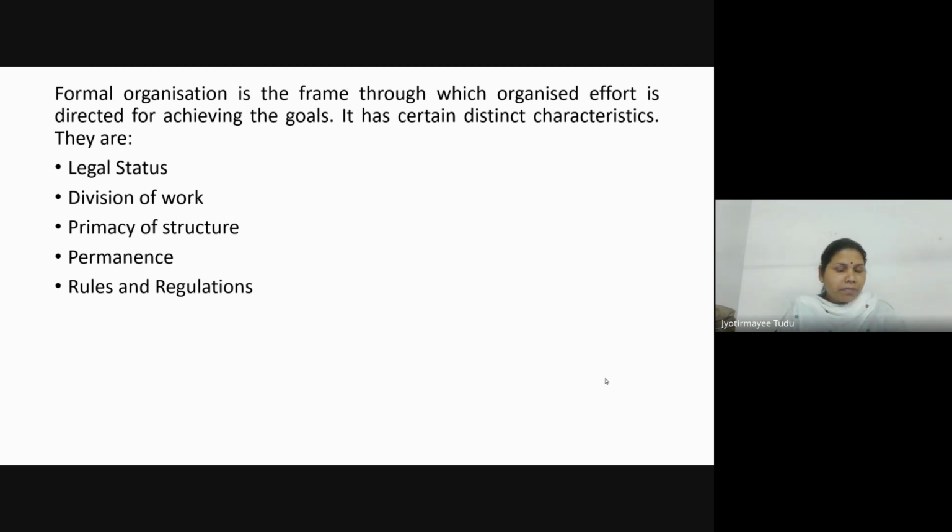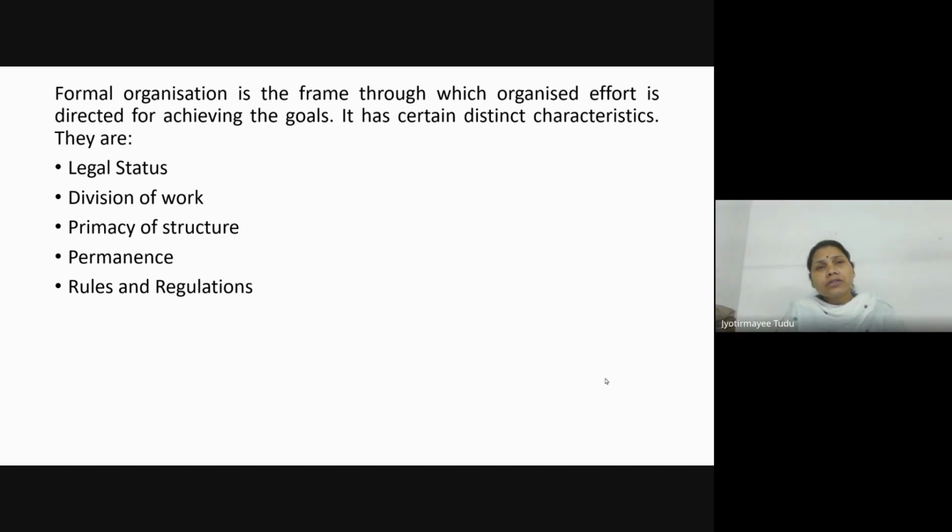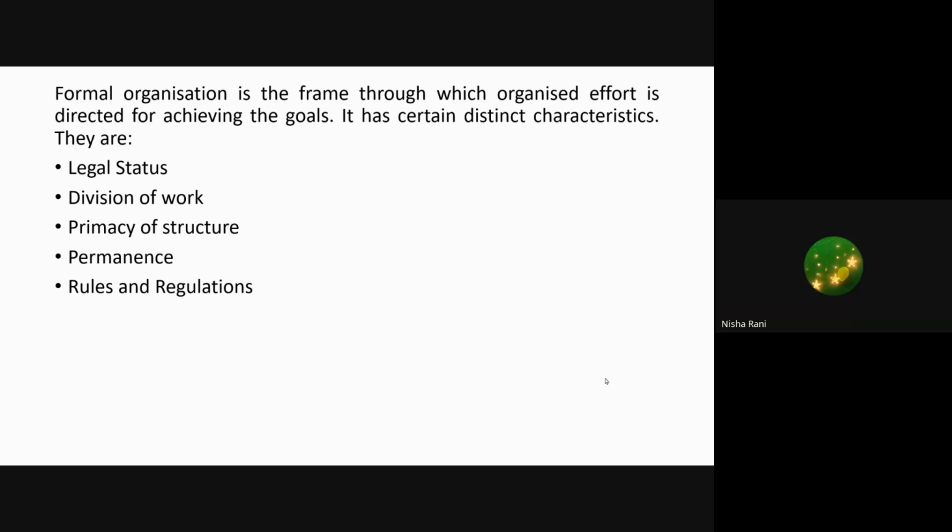So any form of formal organization is an effective organization where the rules clearly elaborate what kind of activities are to be performed by the members, and for that they also need to be given something in exchange.